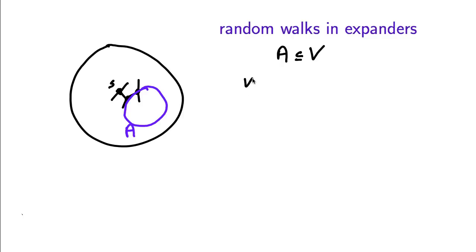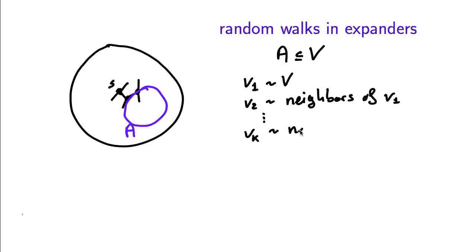We pick some vertex v1 uniformly at random from V, and then we pick some vertex v2 uniformly at random from the neighbors of v1. Then we pick some vertex v3 uniformly at random from the neighbors of v2, all the way to some vertex vk that is chosen uniformly at random from the neighbors of vk minus 1. Now we may ask how often this random walk, starting from the first vertex and continuing for a while, will hit the set A.